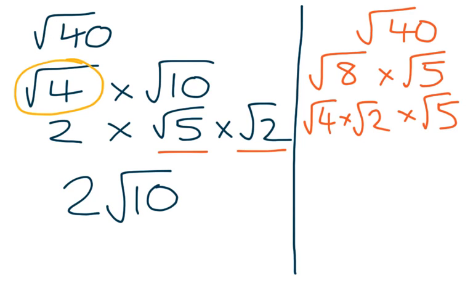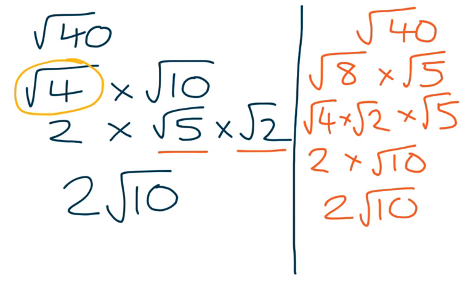I've got root 4. That gives me 2. I can get rid of the square root sign. And I can't seem to do anything with root 2, and I can't seem to do anything with root 5. So I'm just going to tidy that up as root 10. So my final answer is 2 root 10. Same answer as before, just a little longer.